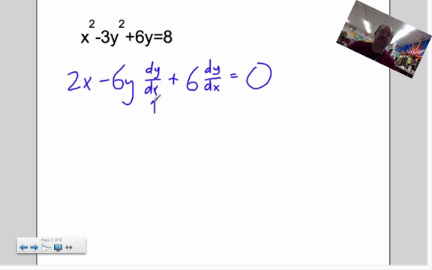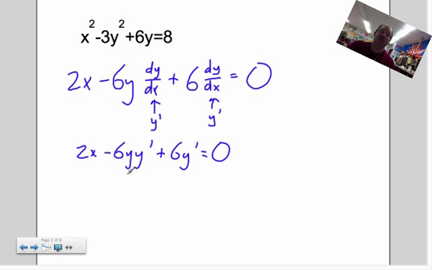So these dy/dx's I can rewrite as y prime, because it means the same thing. It's a whole lot easier to write y prime than dy/dx. So I could just rewrite this, just for the sake of my laziness, plus 6 y prime is equal to 0. So we want to solve for y prime, we want to get y prime all by itself. So what we'll do is get rid of the 2x, and I'll just leave this as negative 6y y prime plus 6 y prime equals negative 2x.